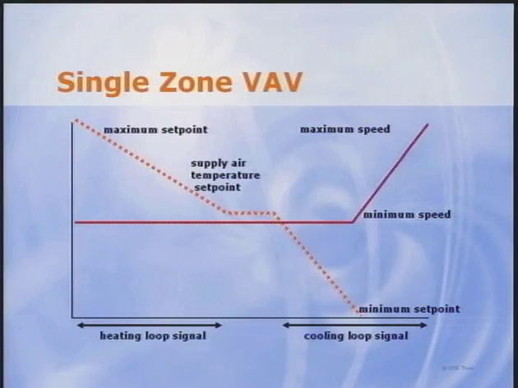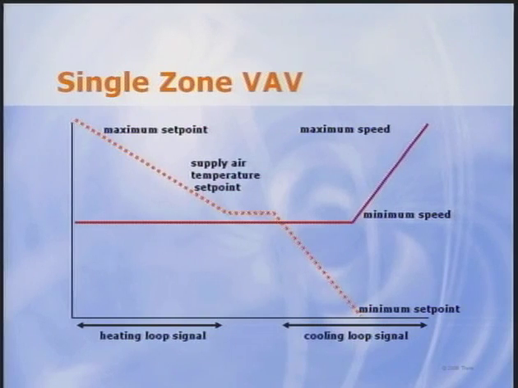At full cooling, on the right side of the figure, the fan is at full speed and the supply air temperature set point is at the minimum, such as 55 degrees. As the cooling load goes down, the supply air temperature is kept constant while fan speed is reduced down to a minimum. The minimum speed can be a function of the ventilation requirements or air distribution limitations.